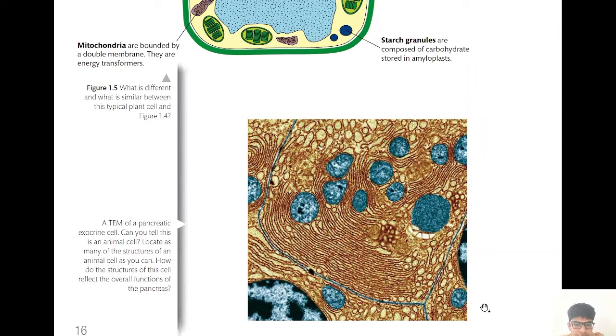It is the microscopic picture that we can see here of a pancreatic exocrine cell. Can you tell if this is an animal cell? Locate as many structures of an animal cell as you can. And now, how does the structure of this cell reflect the overall function of the pancreas?